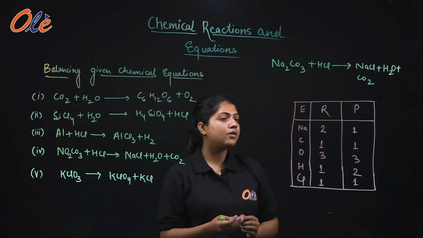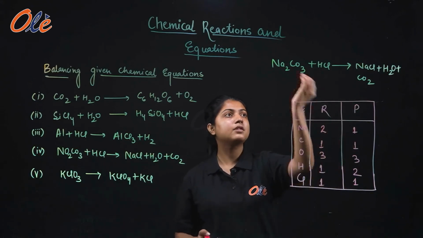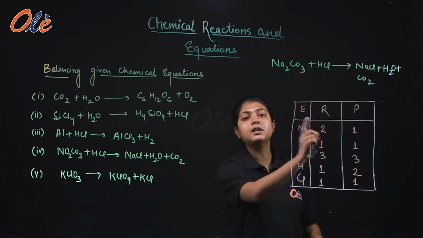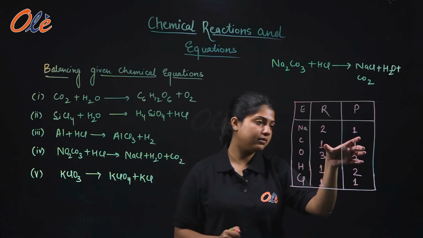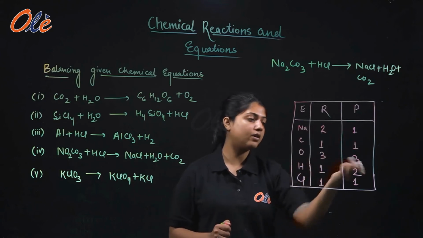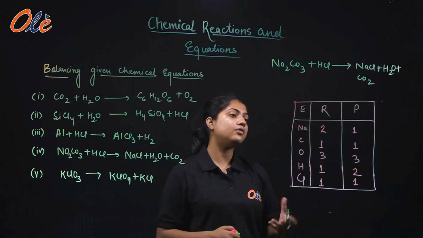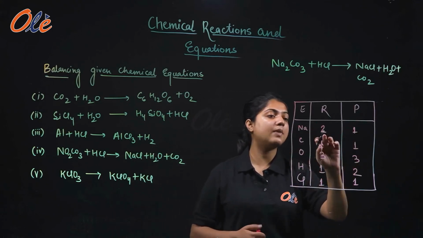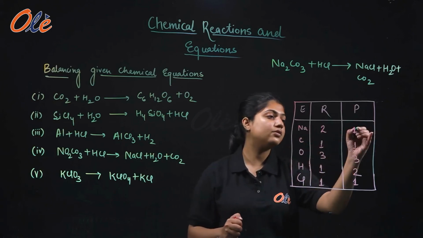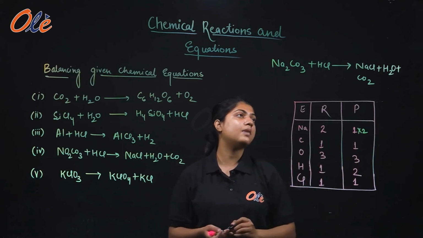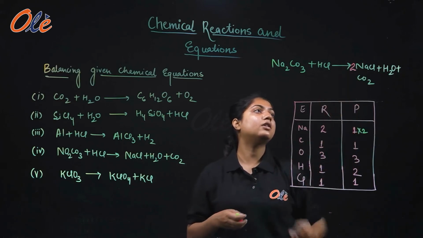Okay, so I guess sodium is not balanced here. The number of sodium atoms on the reactant side is unequal to the number of sodium atoms on the product side. Carbon is equal, oxygen is equal, hydrogen is unequal. So now what we have to do is multiply this by 2 in order to make the sodium atoms 2 in number. So we will multiply this by 2. Okay, so that means we put 2 here.